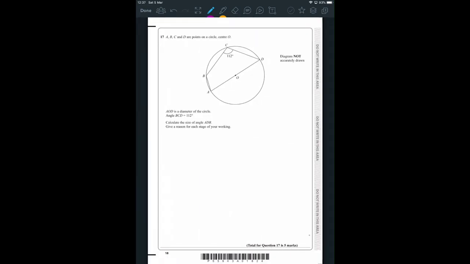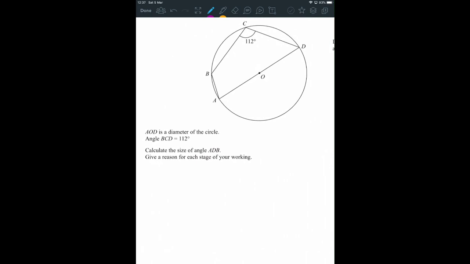Question 17. Circle theorems. AOD is a diameter. BCD is that angle. We want ADB. Well, straight away you notice that ADB, we can't label it yet. We have to add an extra line in. So let's add that sensible line in. Now ADB is this angle over here that we want.